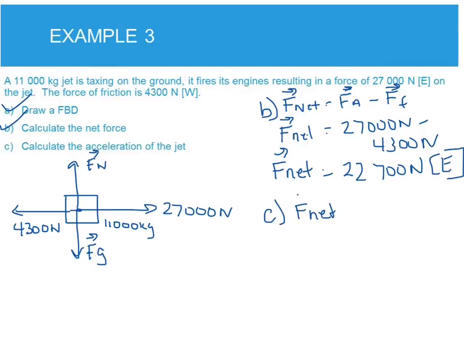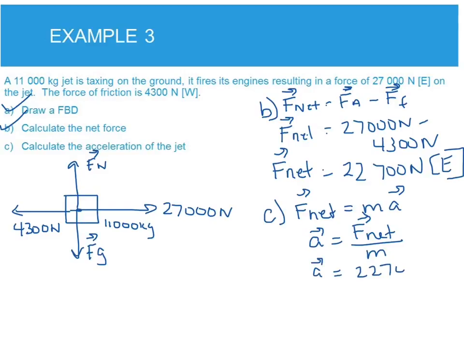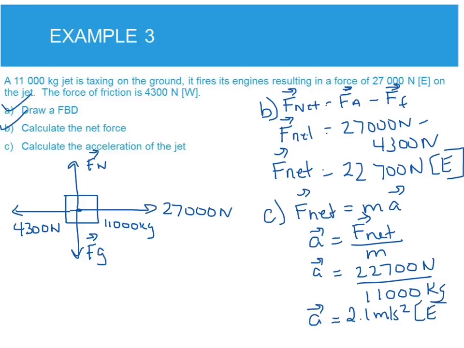So when we want to calculate acceleration, we use F net equals ma. So we already rearranged this equation, so I'm just going to write it down already rearranged. And then we will put our information in. And we want 2 significant digits. So we're going to round that to 2.1 meters per second squared, and that is in the easterly direction. So that is the acceleration of our jet.